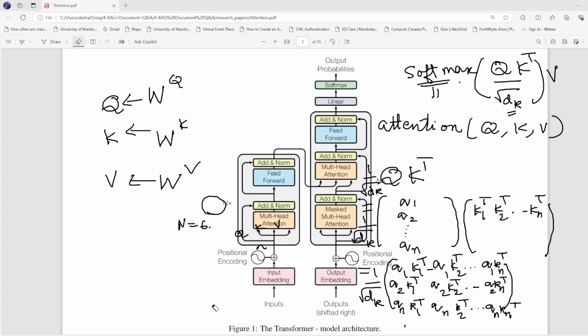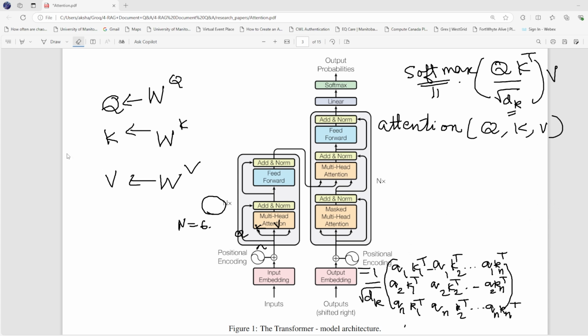Now at the end, you're just going to multiply it with the matrix V. Again, matrix V is created by using the matrix WV from the inputs. Let's erase this and write things here. Now you apply softmax. Let's assume that you did softmax and it's all normalized, so let's skip that part. After that you multiply it with V.